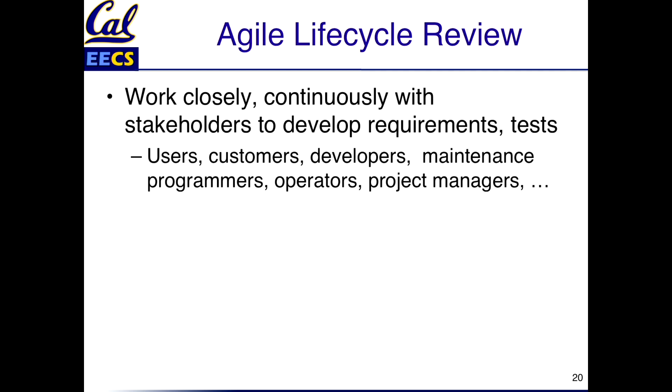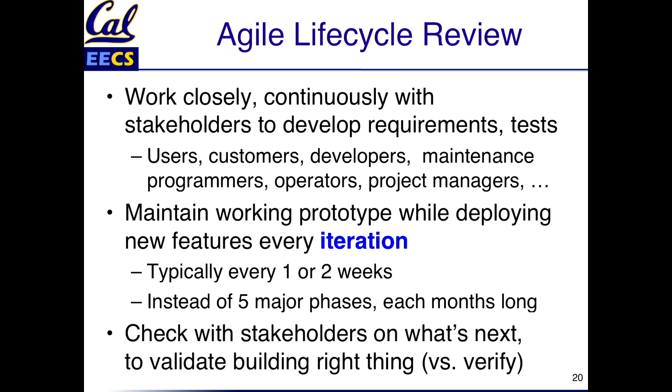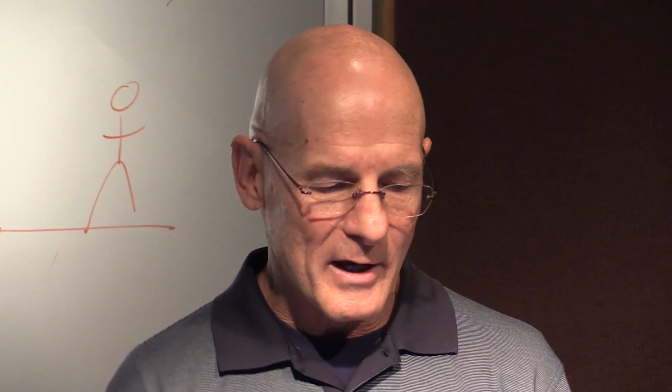So Agile is working closely with customers to develop requirements, and you work with everybody involved in the project. You do these iterations that are pretty quick, every week or two, so you don't get out of sync with the customer, instead of these longer phases of the plan and development methods. And before you do the next thing, you check with the customers to make sure they're happy with what you've done so far. And so you're validating: building the right thing, building the thing right.